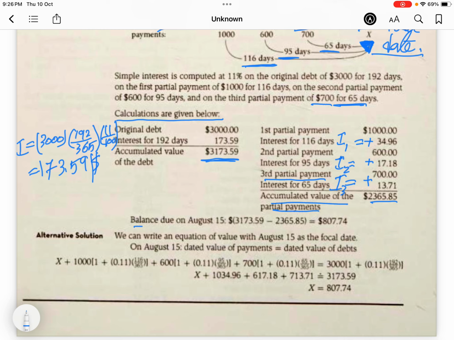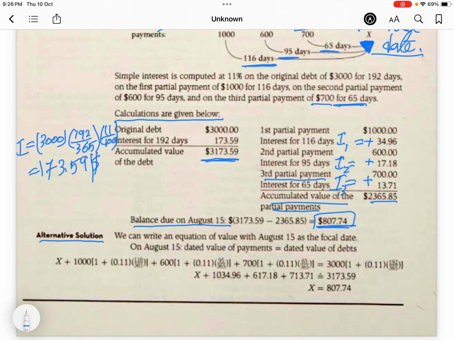Here the balance due on August 15 will be 3,173.59 minus 2,365.85. Balance means الموازنة أو الميزانية.